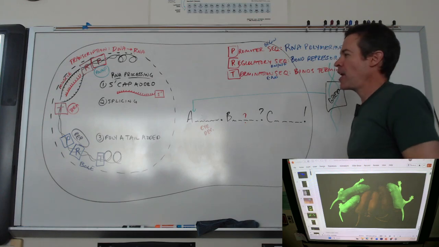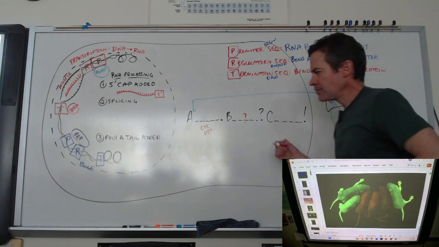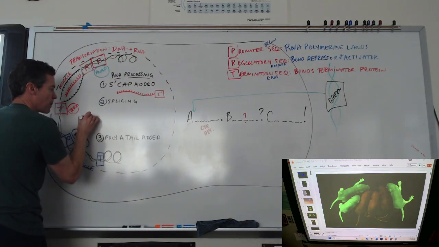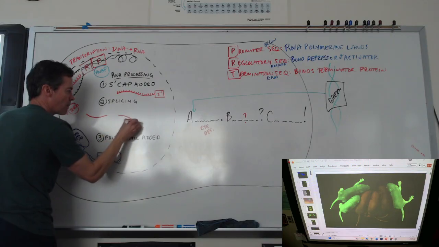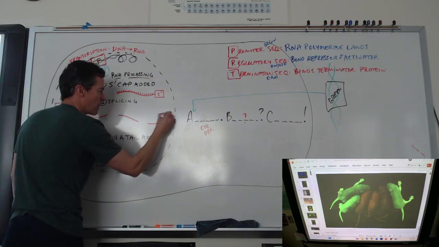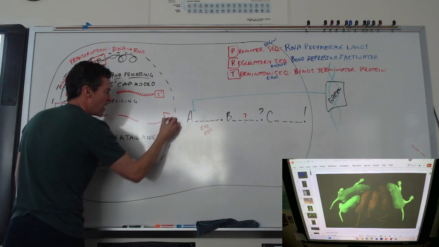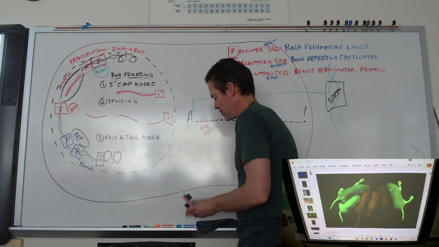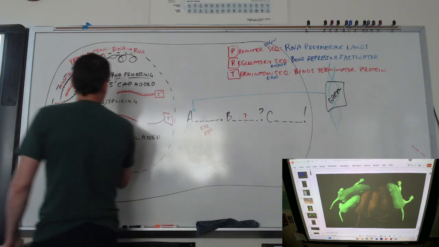The next part, splicing, is super cool. So if I look at my RNA, it turns out I don't use it all. I only use parts of it. I cut out parts.